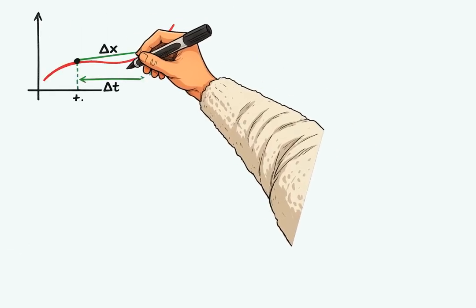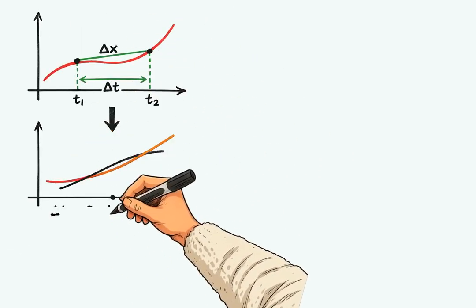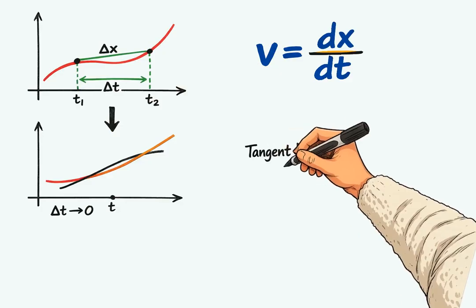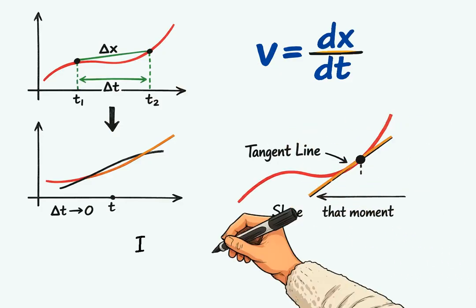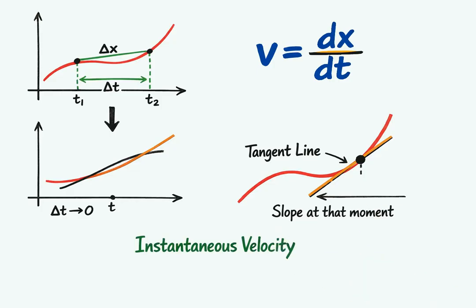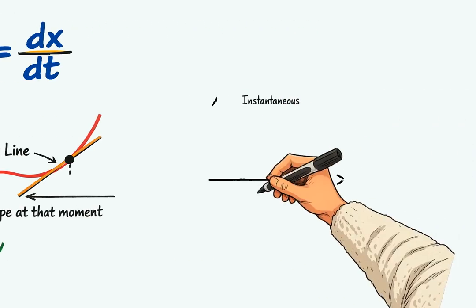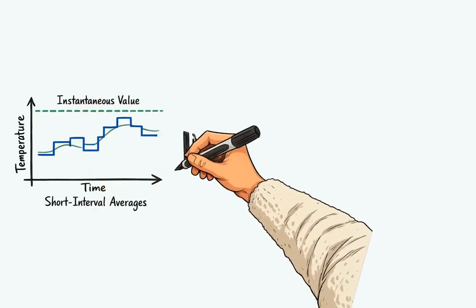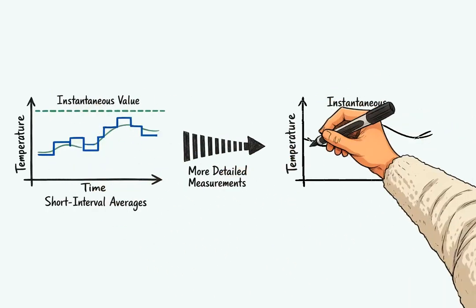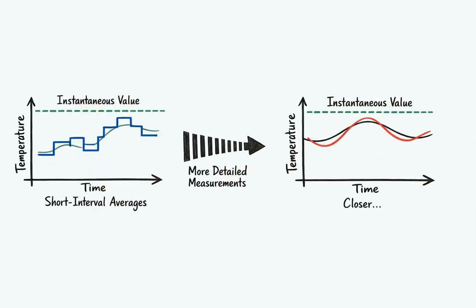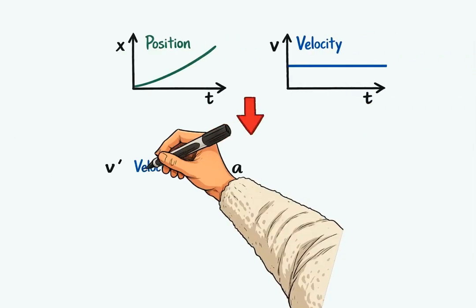Graph. As the interval shrinks, average velocity approaches instantaneous velocity. v equals dx by dt, the slope of the tangent line at a single time. Halliday H2. Instantaneous isn't mystical. It's the value short interval averages aim at as your measurements become more finely resolved.